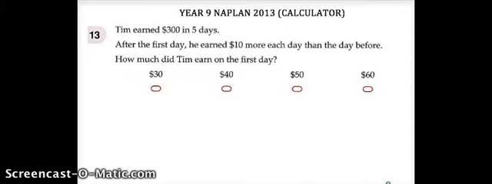Now for question 13 of the 2013 calculator paper. Tim earned $300 in 5 days. After the first day, he earned $10 more each day than the day before. How much did Tim earn on that first day? Okay, what you can do, you can try these different answers, for example, and try $30 on the first day, then 40 on the next, 50, etc. I'll show you how to do that.